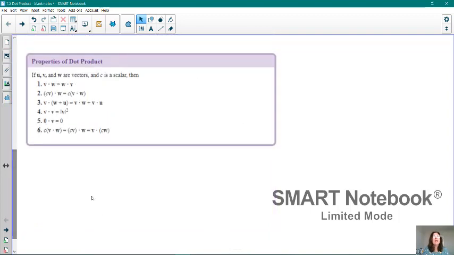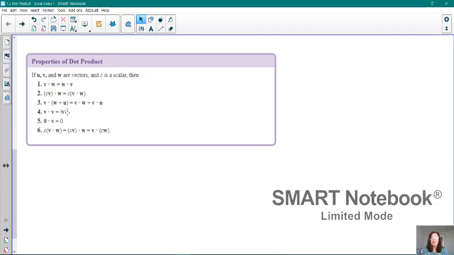All right, and then the last thing before we move on to some more topics dealing with the dot product is the properties. So we already suspected that it was commutative, and it is. We see in item number 2, if you have a scalar multiplying one of the vectors, you can group associatively, so the associative property of multiplication still holds. We see a distributive nature with the dot product.